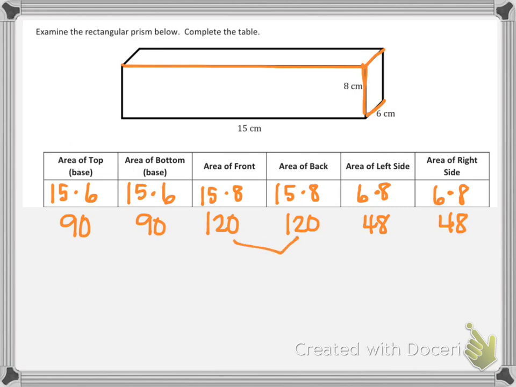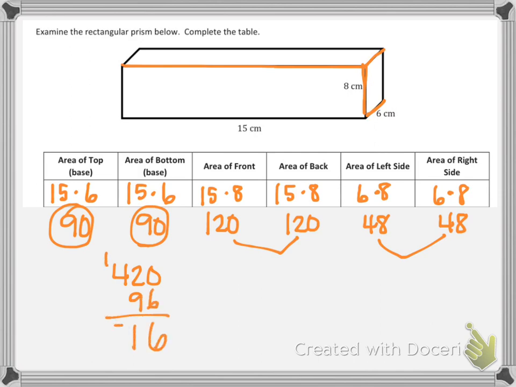That's 240. And then another 90 would be 330. And another 90 would be 420. So we've got 420 plus 48, and 48 is 96. So let's add those together. And we get 6, carry the 1, and it's 516 centimeters squared. Remember, it's area, not volume, so it's square centimeters. And that is the surface area of this rectangular prism.